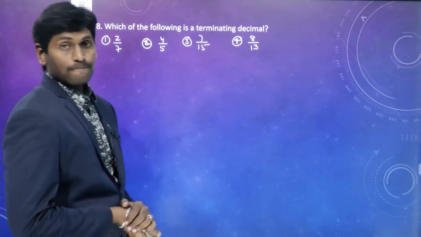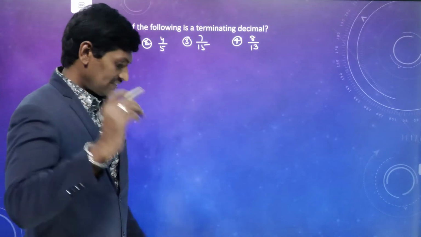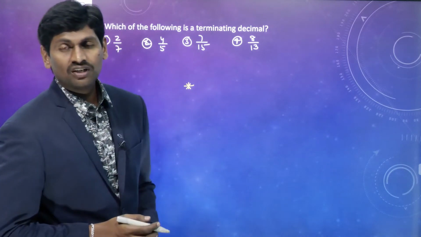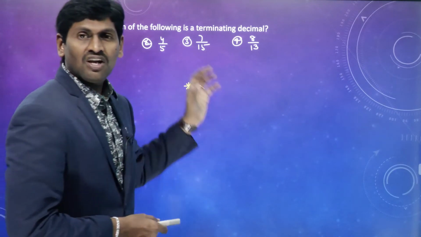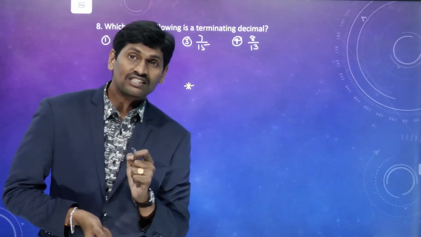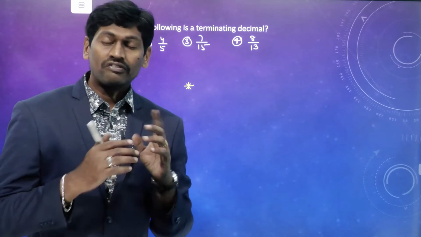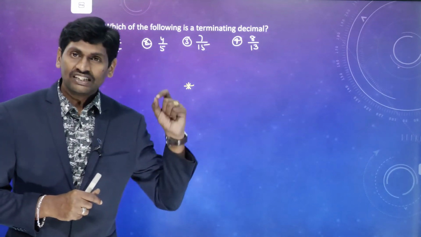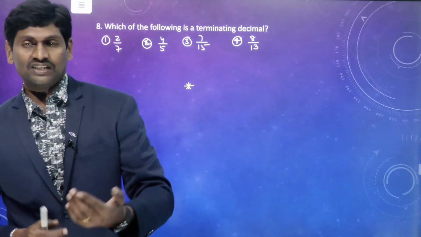8th question. Which of the following is a terminating decimal? Terminating decimal, non-terminating repeating decimal. While you are going through the options, all are in the form of p by q. That means all are rational numbers only. And we have already discussed the decimal form of rational numbers. The decimal form of a rational number is a terminating decimal or a non-terminating repeating decimal.